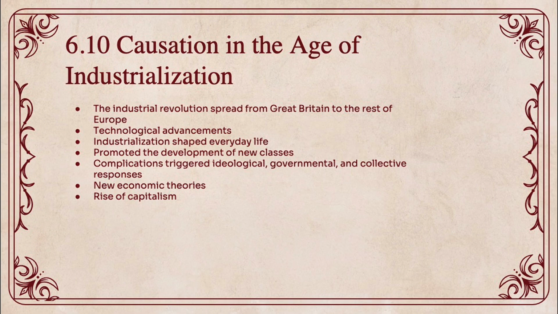To finish off Unit 6, we'll talk about causation in the age of industrialization. The Industrial Revolution spread from Great Britain to the rest of Europe. It brought several great and revolutionary technological advancements, shaping everyday life and creating the framework for life as we know it today. The Industrial Revolution promoted the development of new classes, and complications resulting from it triggered ideological, governmental, and collective responses. New economic theories arose, and the rise of capitalism was made prominent during this period.